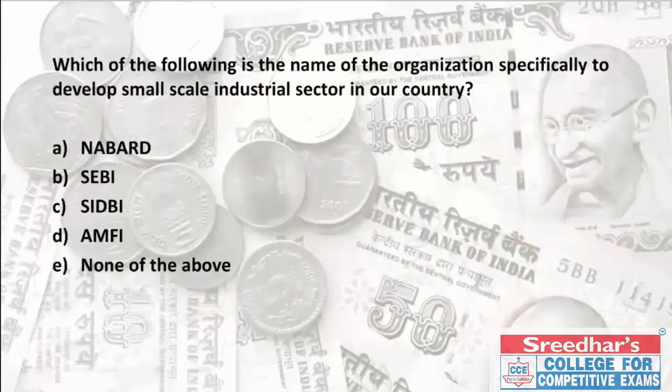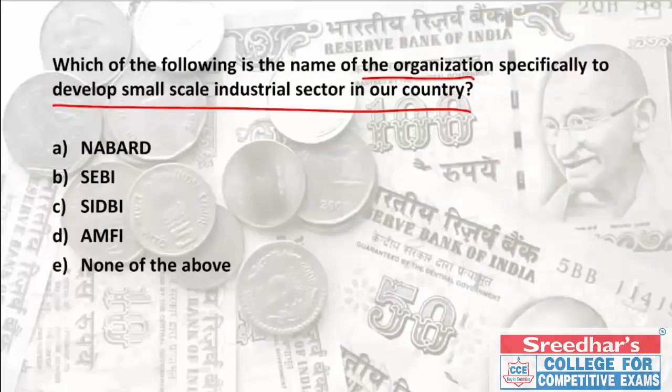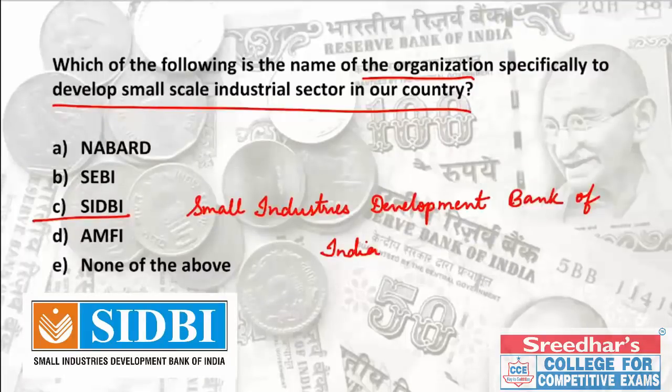Which of the following is the name of the organization specifically to develop the small-scale industrial sector in our country? SIDBI. SIDBI means Small Industries Development Bank of India. This is not to be confused with NABARD. NABARD is specially for promoting the agriculture sector, whereas SIDBI is for developing small-scale industries in the industrial sector.